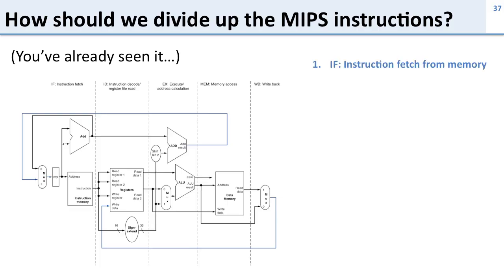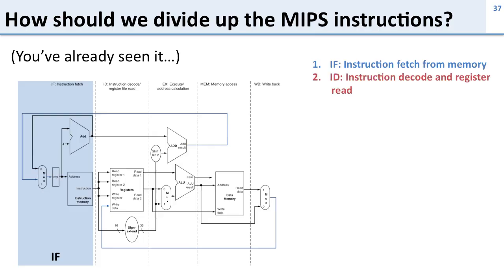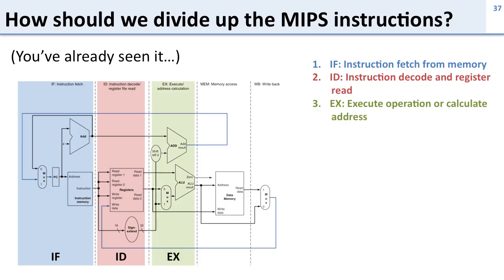The first stage is going to be IF, or instruction fetch. So in this stage, we're going to go and get the instruction from the memory. The second stage is called ID, or instruction decode. And in this stage, we decode the instruction and we do the register read. So here we're going to read the register and decode the instruction. In the third stage, this is execute. So here we're going to do the ALU operation, which is either executing the operation or used to calculate an address. So this is the EX stage.